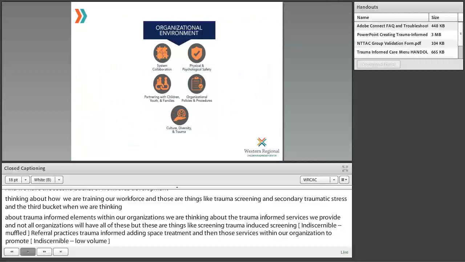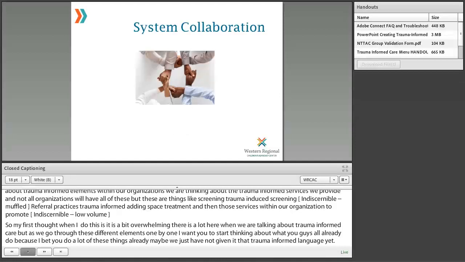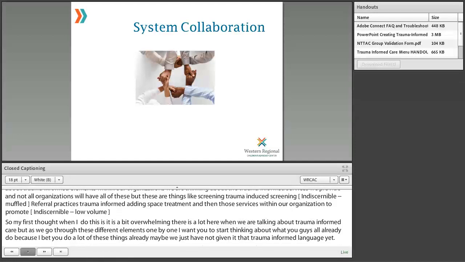Okay, so we are going to start with the organizational environment and focusing on some of the key elements within the system. So the first, I think, and fitting for this group of folks, is system collaboration.